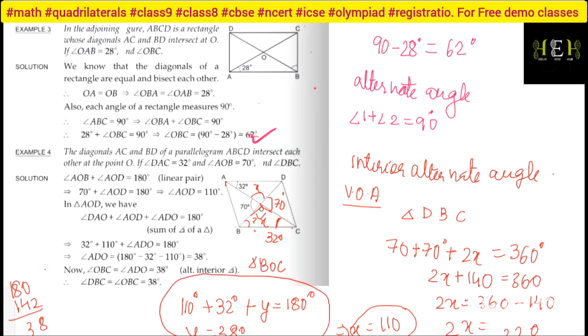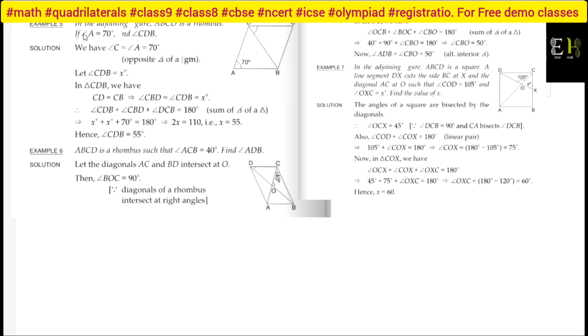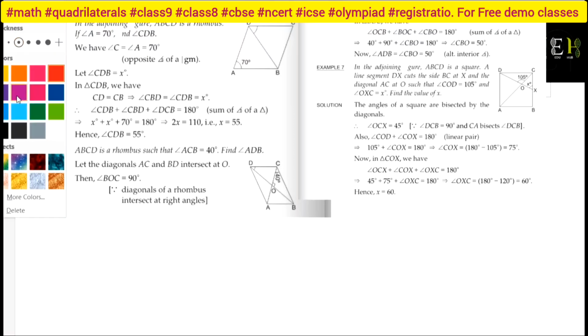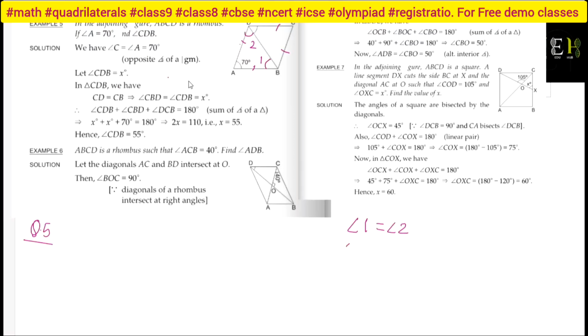Is this okay? Yes. We have ABCD is a rhombus, angle A is equal to 70 degrees, so I have to find CDB. Now tell me, how can I start? They are saying that ABCD is a rhombus, so a rhombus has all sides equal. So I am saying that AB is equal to AD. This implies that angle 1 is equal to angle 2.